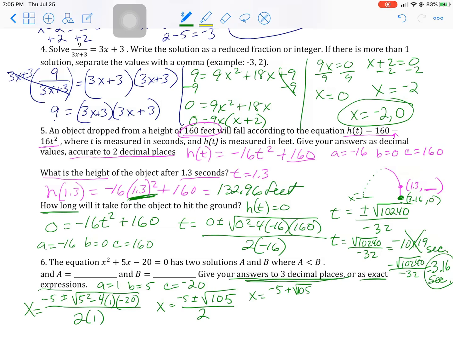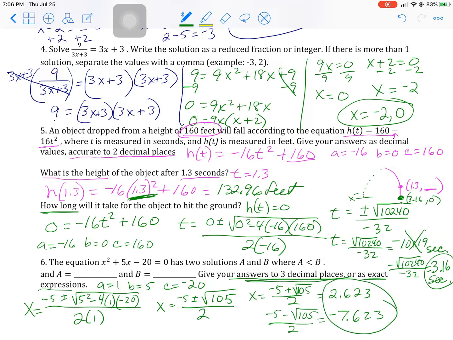What's in a 105, just to see, since it says exact, so maybe it wants a reduced radical. 105 divided by 5 is 21. 21 is a 3 and a 7, so there's a 5, 3, and a 7, so there's no perfect squares in a 105. So put that in your calculator. Get my 3 decimals, okay, and then negative 5 minus the square root of 105 over 2. That's going to be negative 7.623. Since it's an abstract problem, it wants both of the answers.